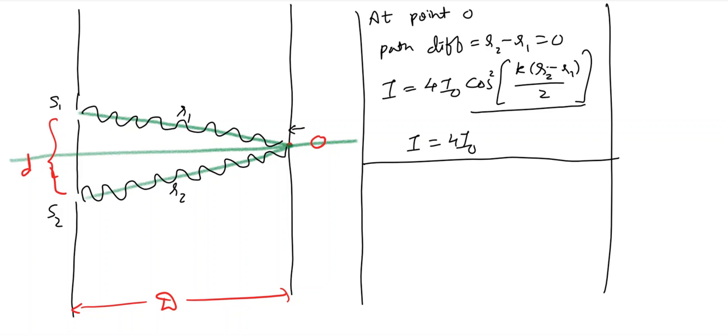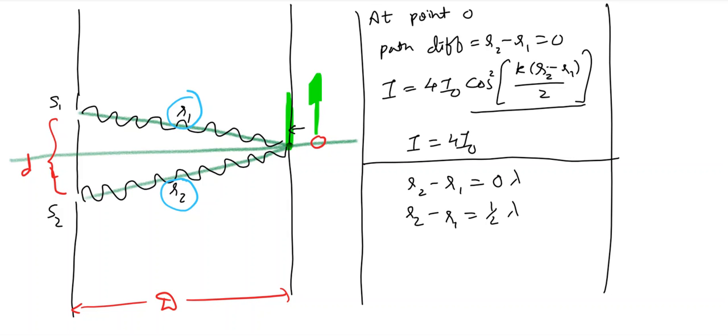Slightly up if we go, suppose at this point, R1 will be reduced and R2 will be slightly more. So from the R2 minus R1 equal to 0 lambda condition, we are going to the R2 minus R1 equal to half lambda condition. As you go up, you are increasing R2 and decreasing R1, so obviously the path difference will not be 0 lambda anymore. At some point the difference has to be half lambda. So what will happen at that point?